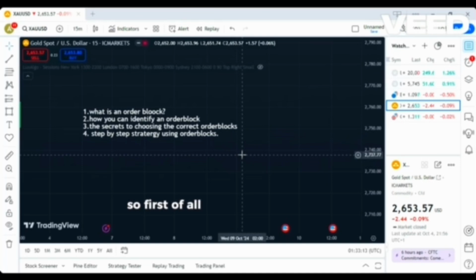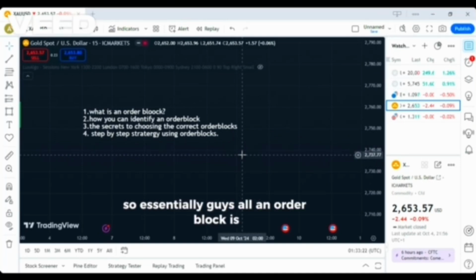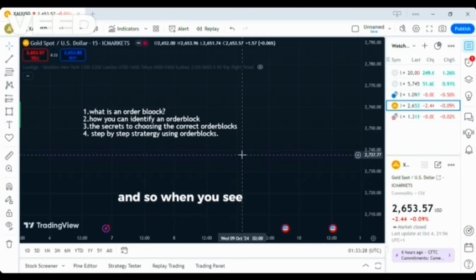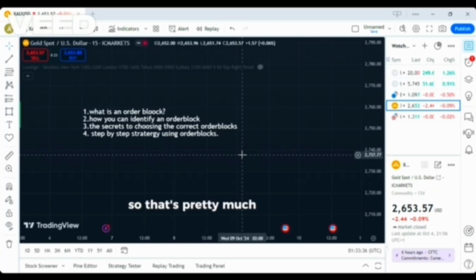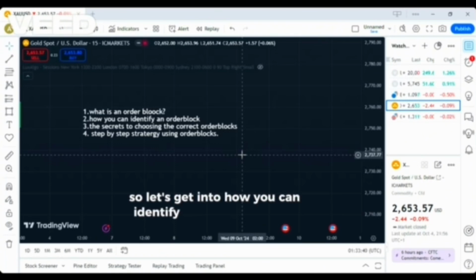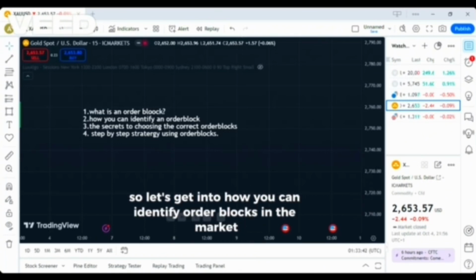So first of all, what is an order block? Essentially, guys, an order block is an area of price where large resting orders are waiting to be triggered. When you see price trade into these ranges, such as order blocks, you can expect some sort of reaction out of them. So that's pretty much a basic breakdown of what an order block is. Let's get into how you can identify order blocks in the market.